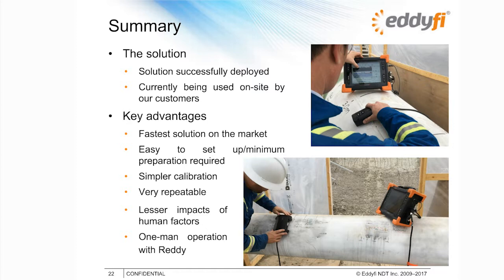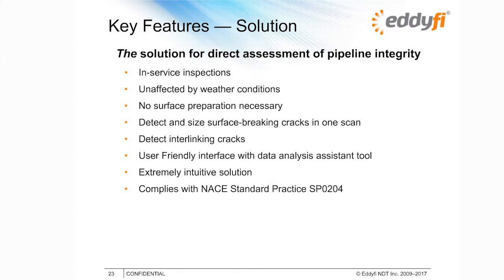It's very repeatable, so a given area scanned by different people or the same area scanned by the same person many times will always get you the same results. And it's a one-man operation using the Reddy. So it's just the Reddy, the probe, and that's all you need to do your inspection. The Sharck probe with the Reddy portable instrument is the powered solution for direct assessment of carbon steel pipeline. So you can use it in service. It's not affected by weather condition, no condensation, no rain, for example. It doesn't matter if you have any.